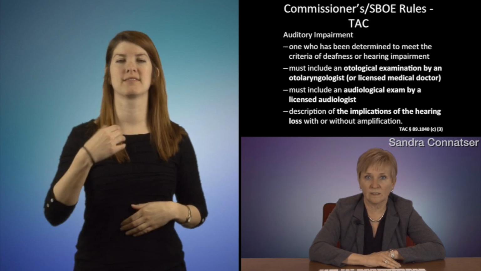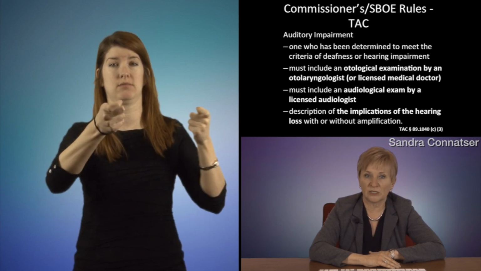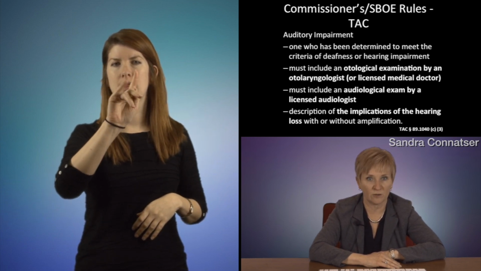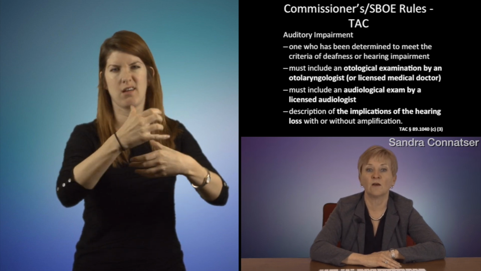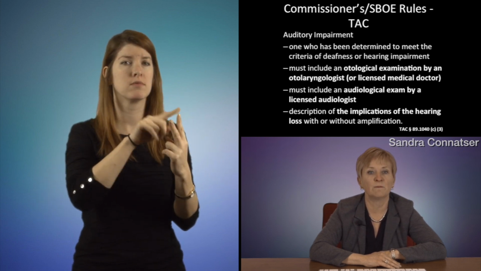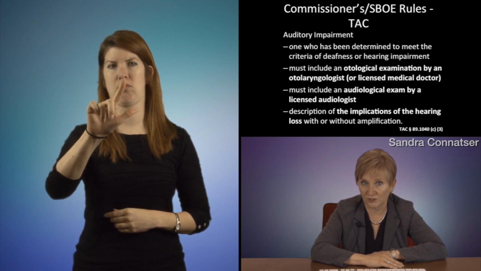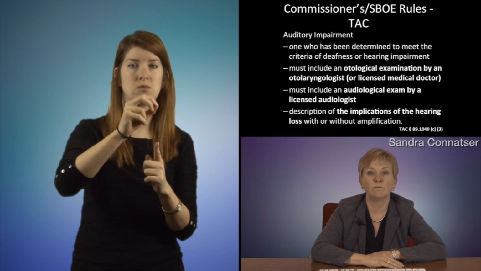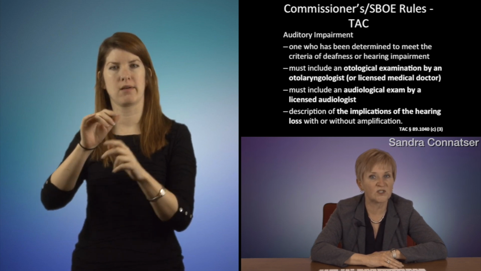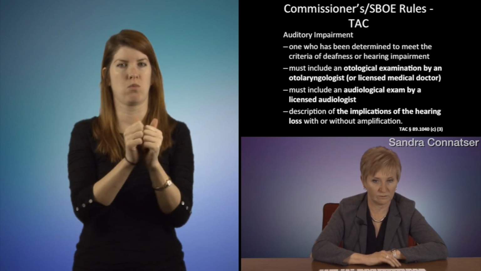In Texas, we have the Texas Administrative Code, known as our Commissioner's Rules, and under the Texas Administrative Code, we have the definition of the eligibility auditory impairment. Auditory impairment is first, a student must meet the eligibility of the federal definition of deafness or hearing impairment, but additionally must include the otological examination by an otologist or a licensed medical doctor, and it must include an audiological exam by a licensed audiologist. Additionally, it must describe the implications of the hearing loss with and without amplification.